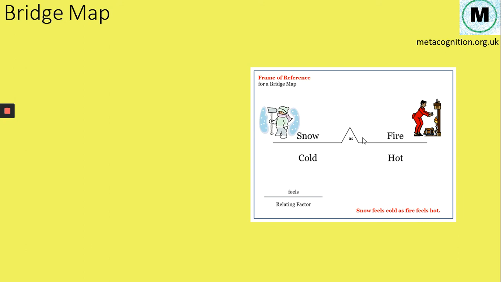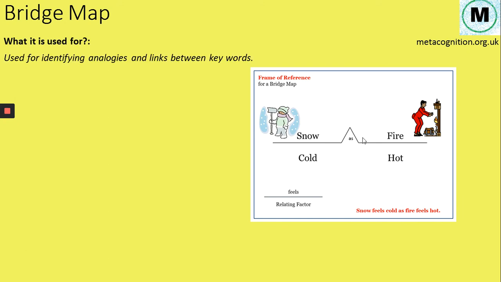And in effect, bridge maps are almost riddles. So it's used for identifying the analogies and the links between words. So you're putting down pairs of words and students have to identify the relating factor between them. So I'm useless at riddles, so something like this always bamboozles me.